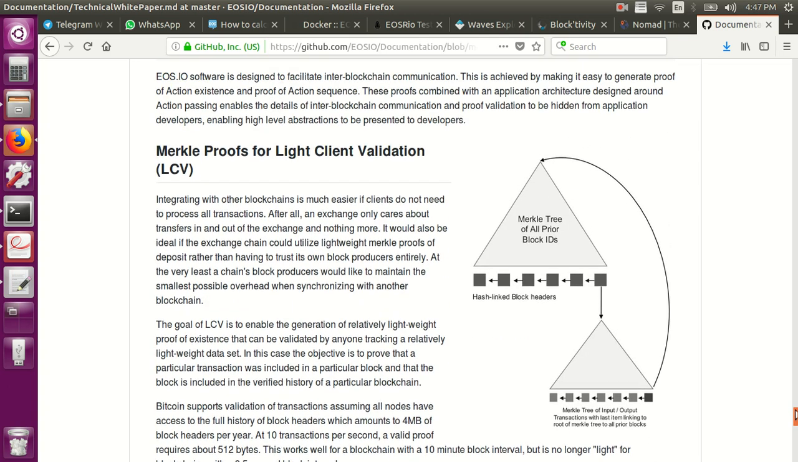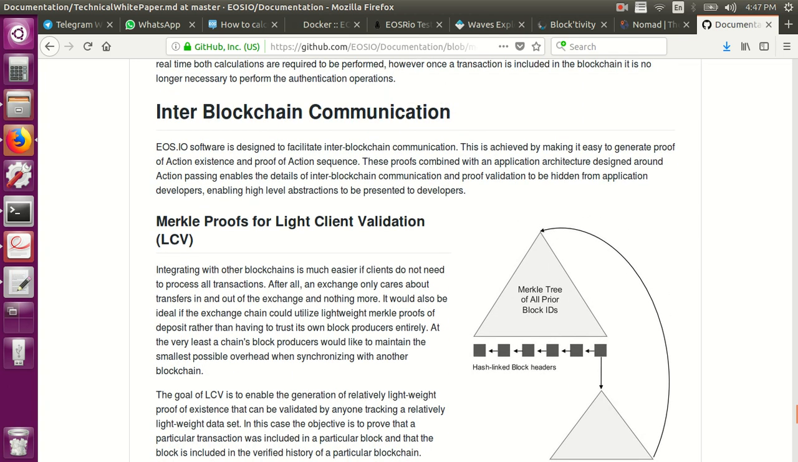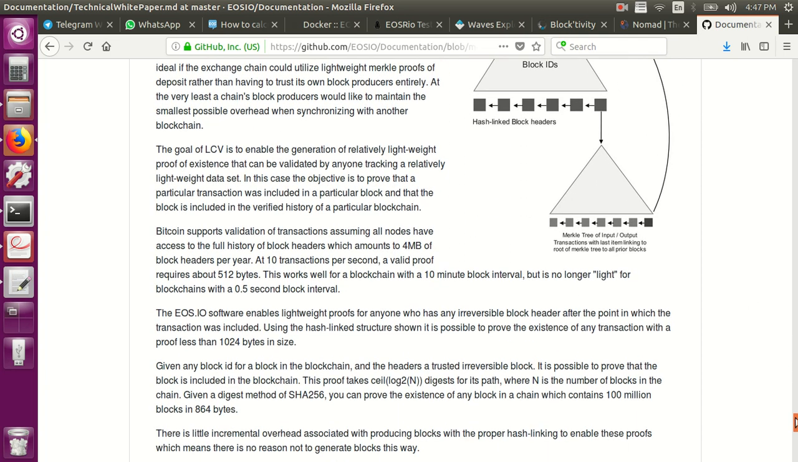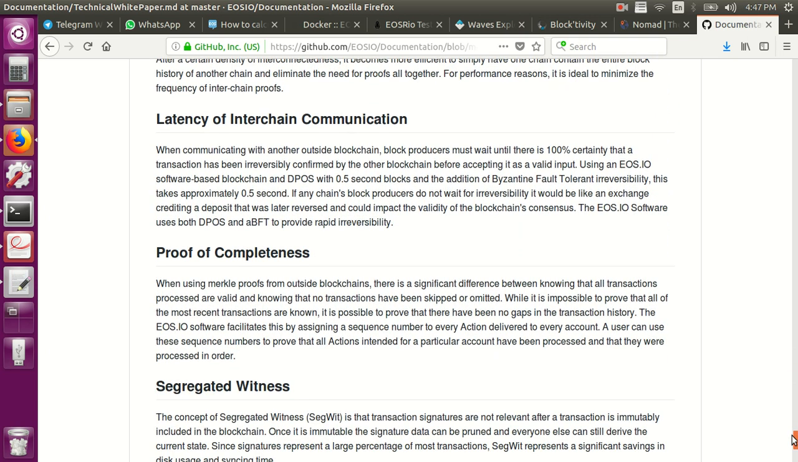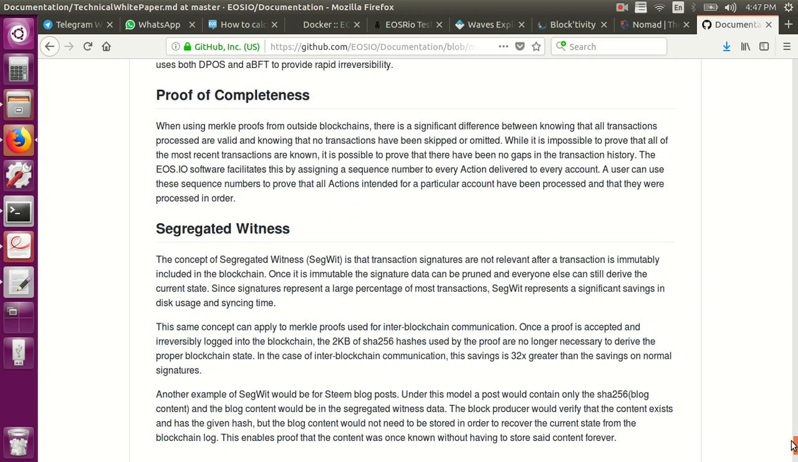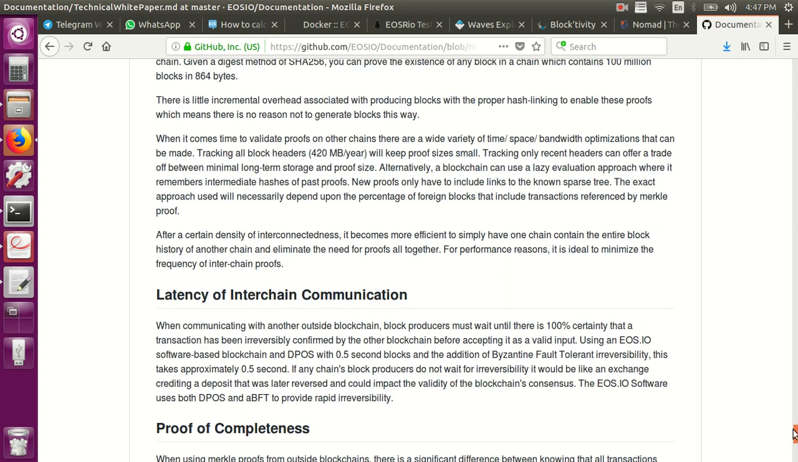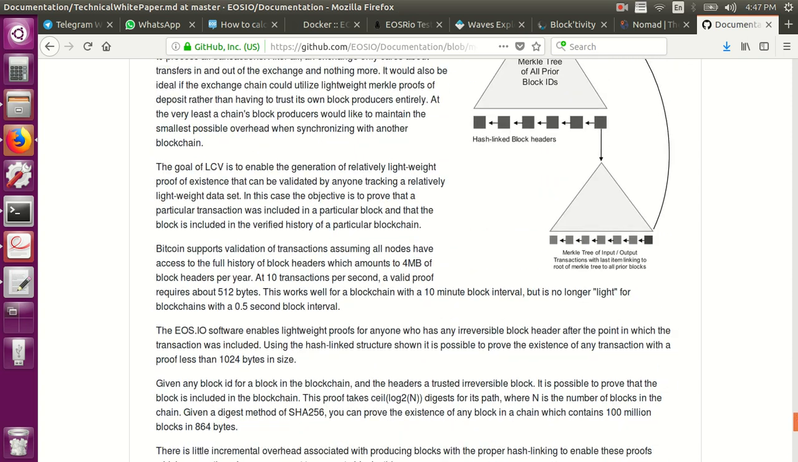This will be interesting to see, if it makes it into the mainnet release, how developers are going to use this. I'm very interested to see how this works out. I think that's pretty much everything. These are just little additions to the IBC stuff, segregated witness, proof of completeness, all that stuff. You're free to read these if you're interested.